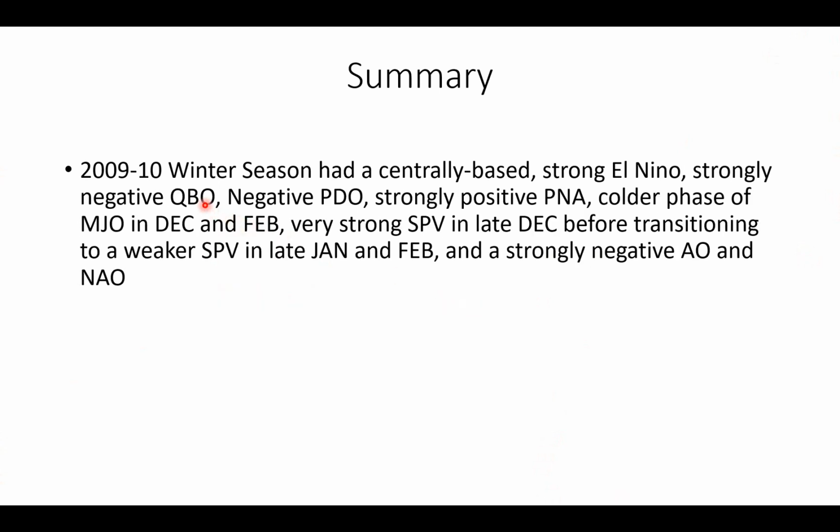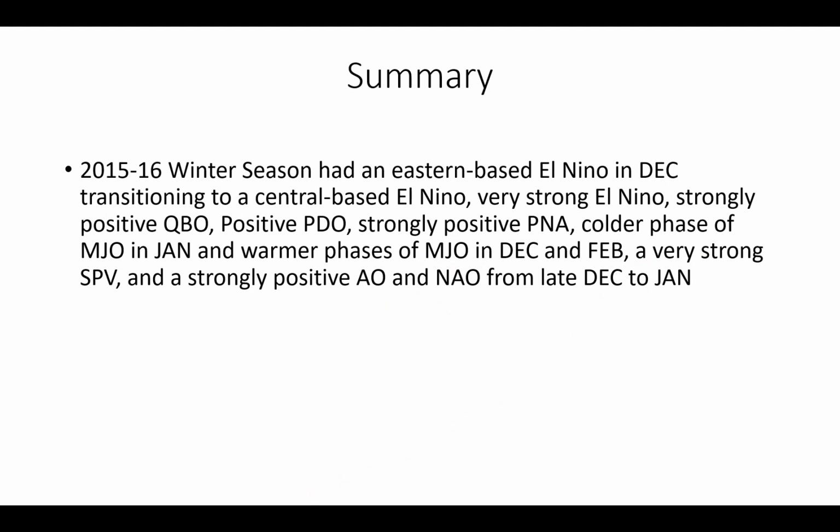We look at the 2009-2010 winter season. It had a centrally based strong El Nino, strongly negative QBO, negative PDO, strongly positive PNA, colder phase of the MJO in December and February. Had a very strong stratospheric polar vortex in late December before transitioning to a weaker stratospheric polar vortex in late January and February. So the stratospheric polar vortex weakened later in the winter and had a strongly negative AO and NAO, very strongly negative. Let's look at the 2015-16 winter season.